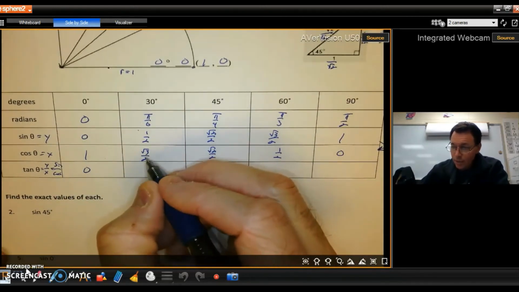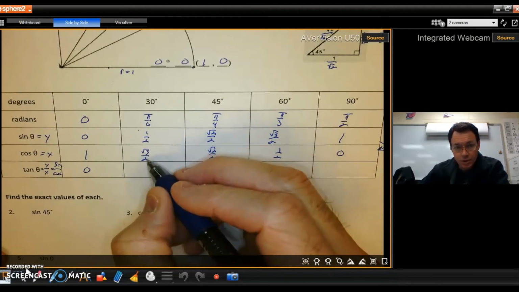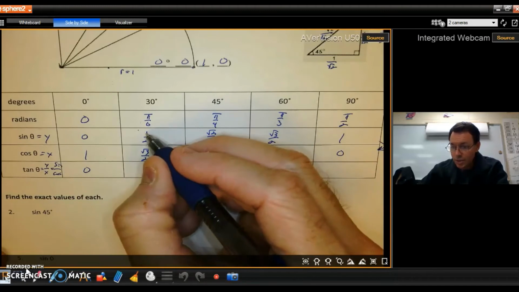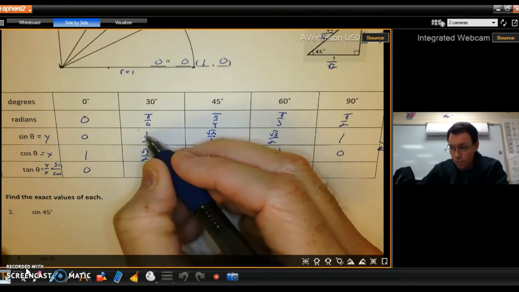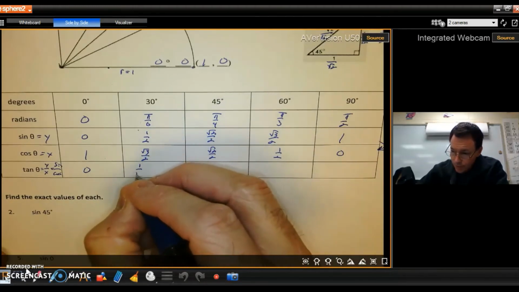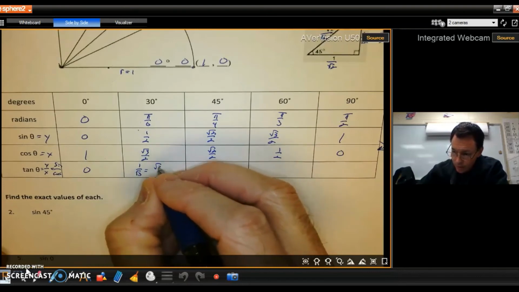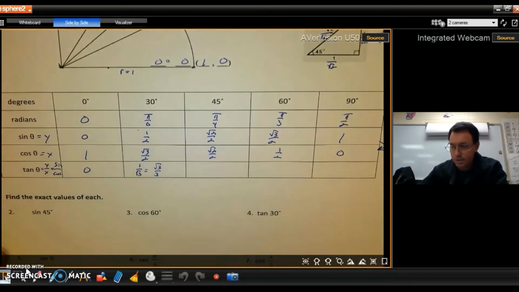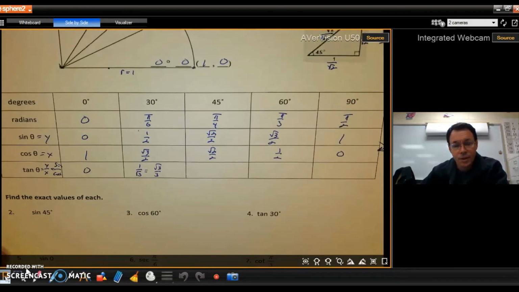1/2 divided by radical 3 over 2. Now remember, you've got two denominators that are the same, so they're going to cancel each other out and just leave you with this numerator over this denominator, which is 1 over radical 3. You're not going to leave it that way. You're going to write it as radical 3 over 3. That's the tangent of a 30-degree angle.